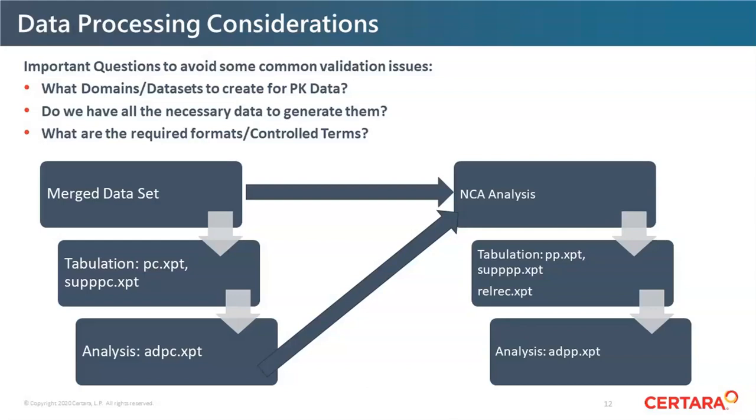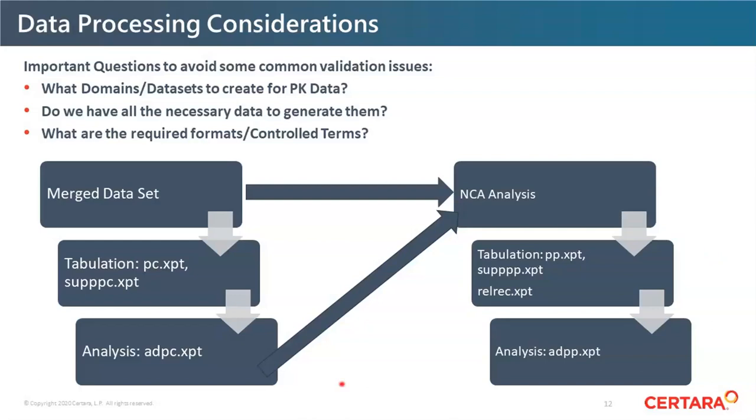The next question would be, do we have all the necessary data to generate these domains? What are the required formats, controlled terms? Something to mention here, though, is for the PP and supplemental PP. After we run our NCA analysis, the same process gets applied to the PK parameters. I check for missing calculations, why this parameter was not calculated, and I need to address it in the PP domain. So it's exactly the same process.